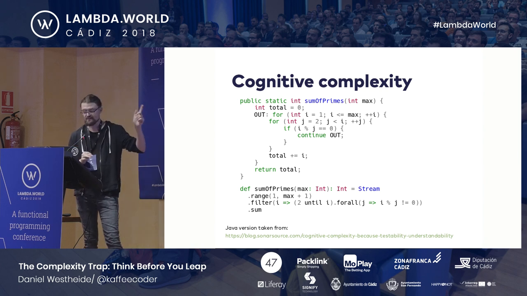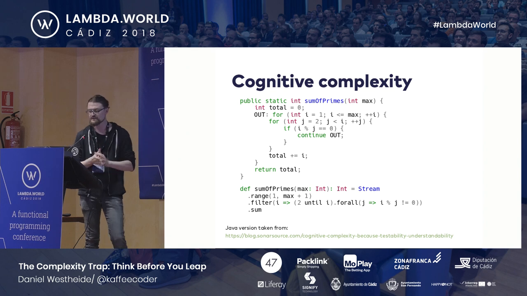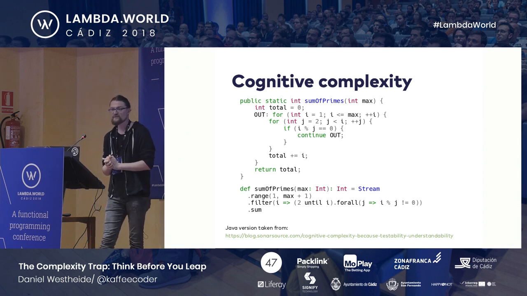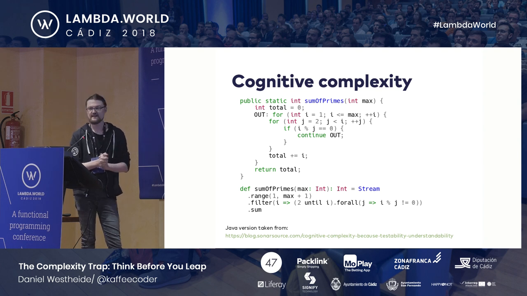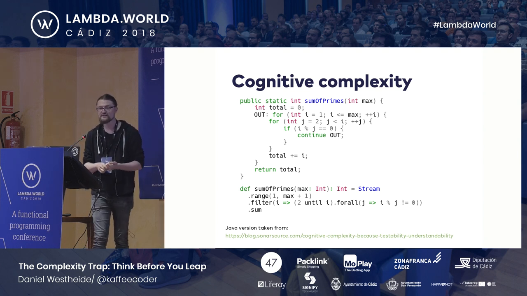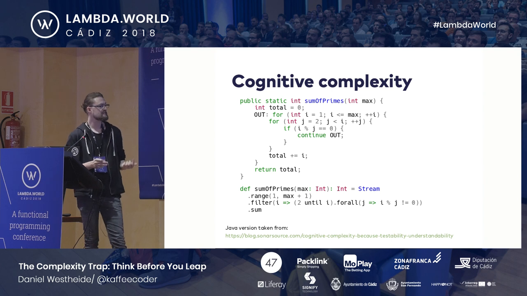Now, in this example, in the imperative version of the sum of primes function, a lot of complexity stems from mutable state and from flow control statements. And the functional version doesn't have any of that. So you could say that we are at a bit of an advantage as functional programmers.